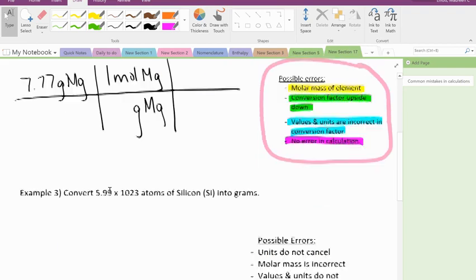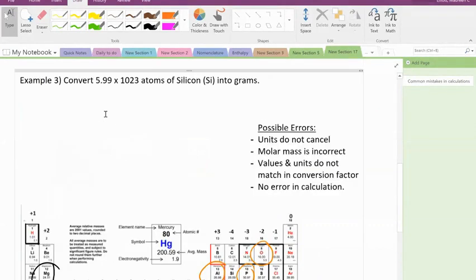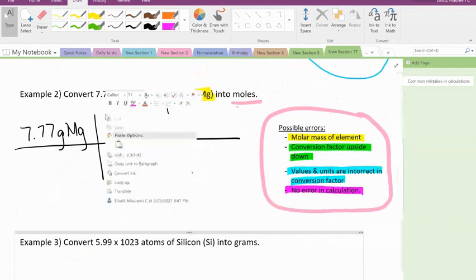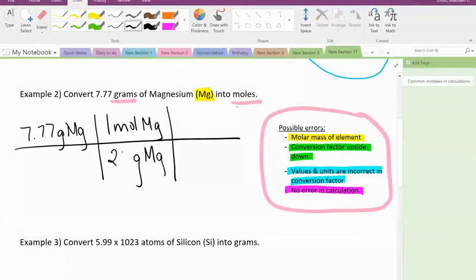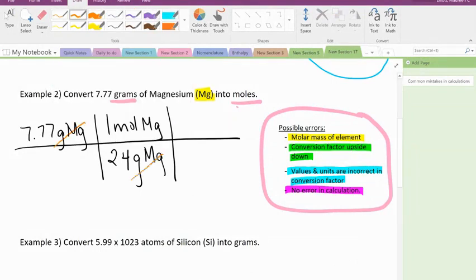In order to calculate the grams of magnesium, I'm going to go down to my periodic table, and magnesium has a mass of 24.31 grams per mole, but I'm going to round it to a whole number, which is 24 grams. Now, if I've done everything correctly, everything will cancel out. So grams of magnesium cancel with grams of magnesium, and then I have moles of magnesium on top, which is what I'm trying to get to.